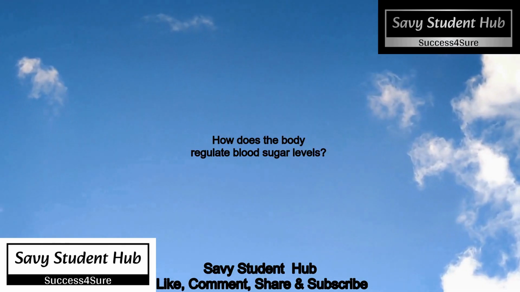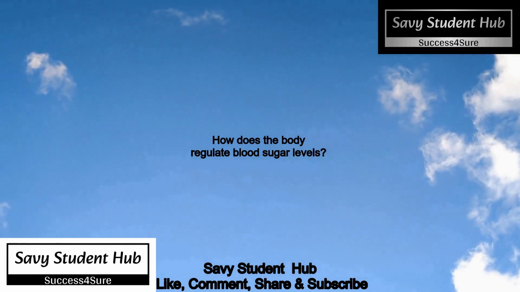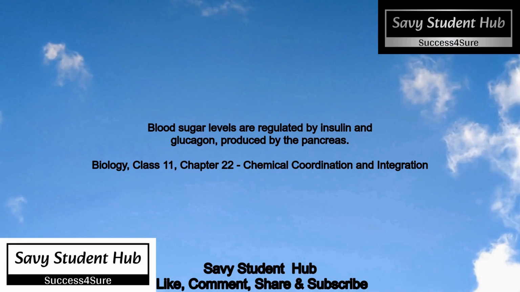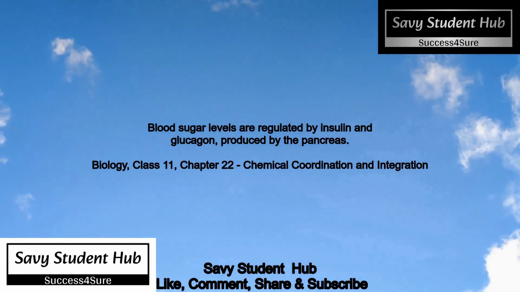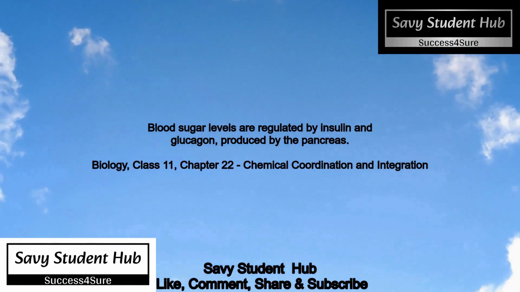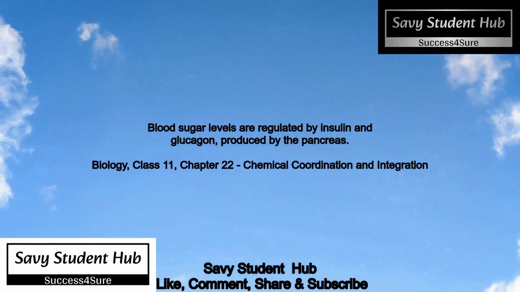How does the body regulate blood sugar levels? 3, 2, 1, 0. Blood sugar levels are regulated by insulin and glucagon, produced by the pancreas.